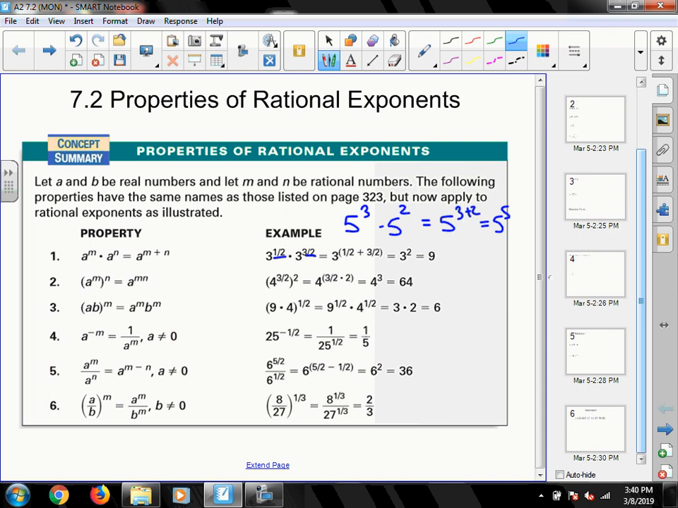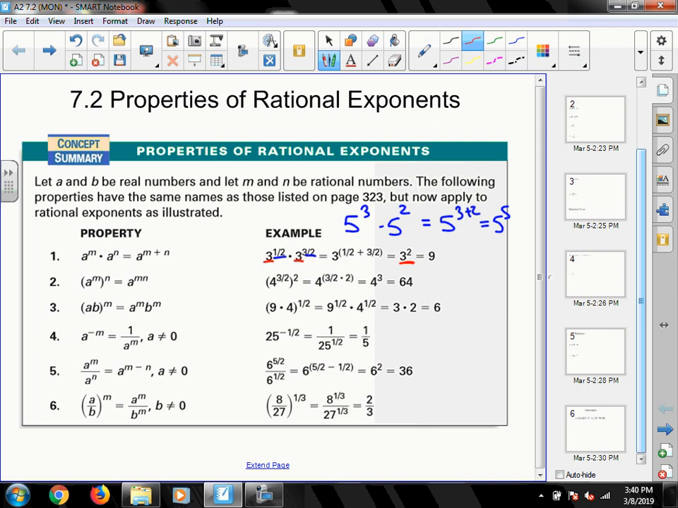The key here, if we're going to use this, is that those bases have to be the same. That's why I have a 3 and a 3. If I'm going to add these fractions, remember, you need common denominators. So 3 to the 1/2 times 3 to the 3/2, add 1/2 and 3/2, and you end up with 3 squared. You can type that into a calculator or evaluate it. 3 squared is 9, so that's what I would like you to do there.